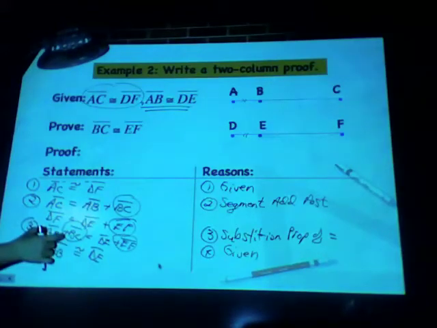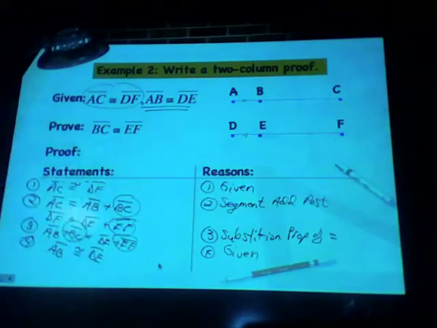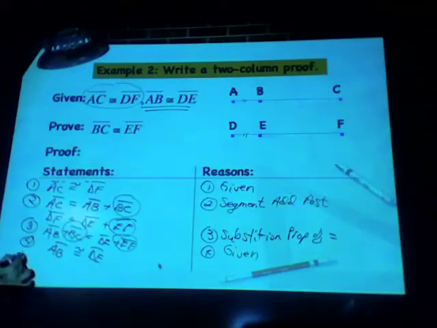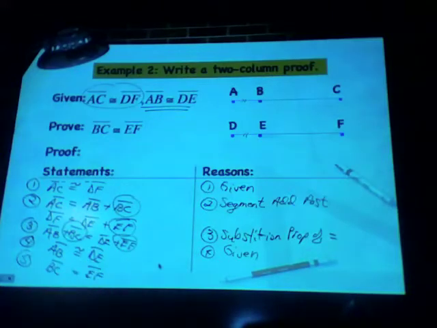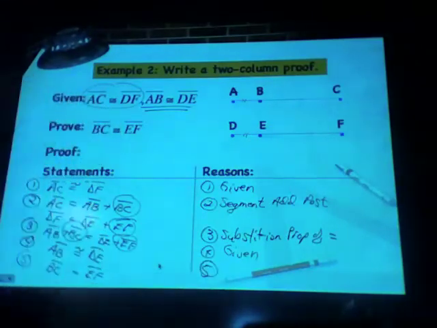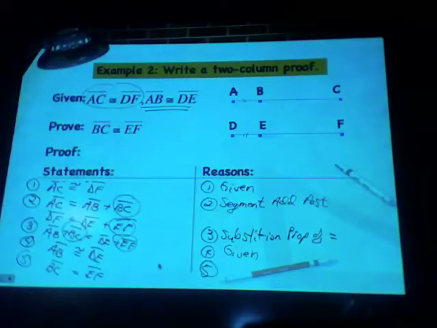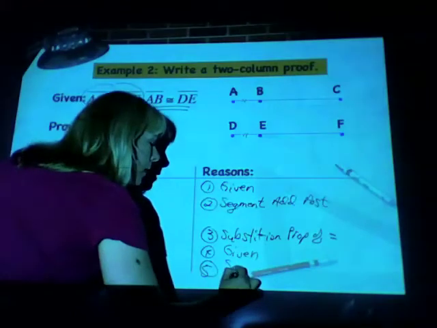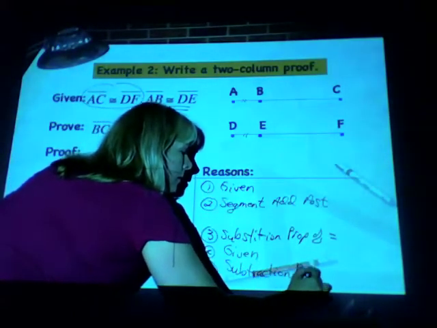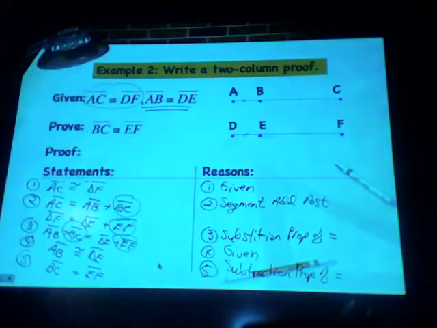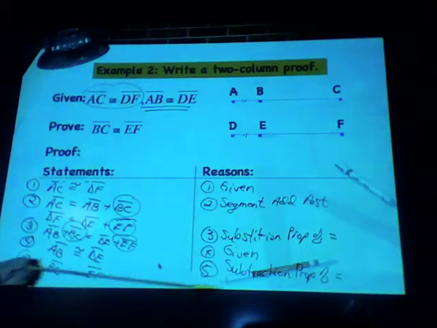If these are equal, can't I take an AB and take a DE off of both, one from each side? And aren't I taking equal values from each side? So if I take these off of each side, then for my next step, I can actually write segment BC is equal to segment EF. Why? What did I do? I subtracted off of both sides. So there's your subtraction property of equality.